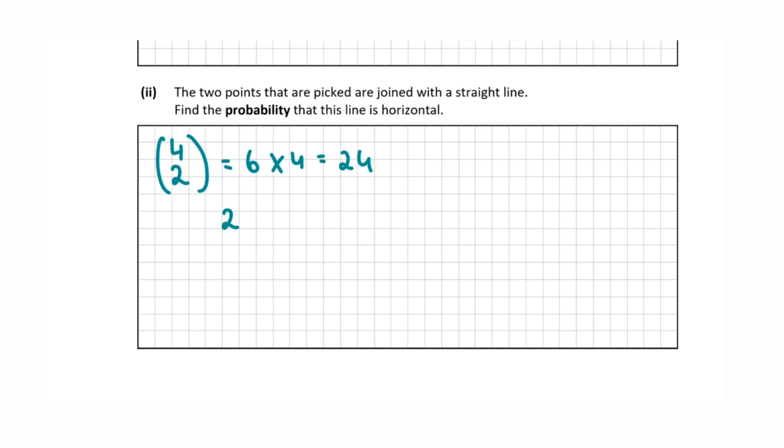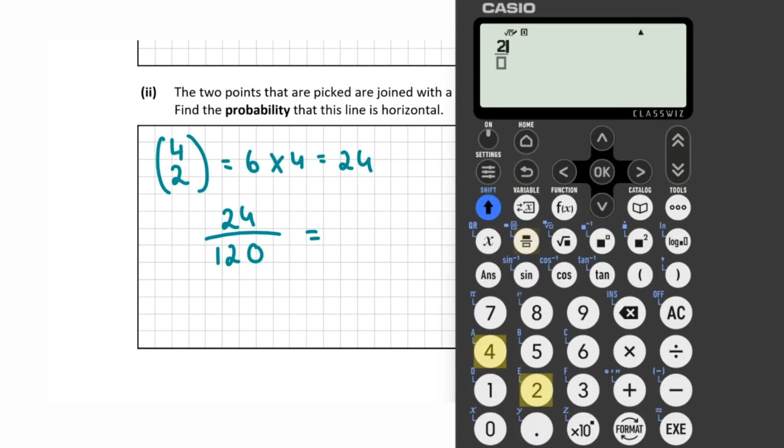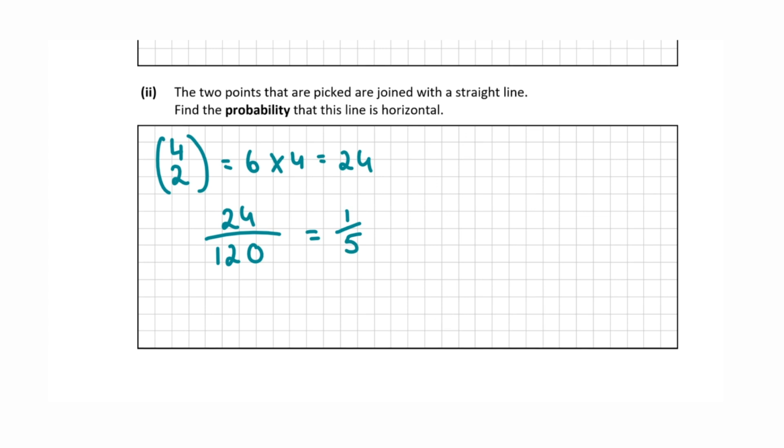So now I'm going to put 24 all over the answer of the previous question, which is 120, which is the number of different pairs of points that can be picked from 16 points. So now I'm going to put that into the calculator just to simplify it down. So that gives us an answer of 1/5. So that's your answer to the final part of the question. So to get parts I and II both completely correct, you get a total of 15 marks.